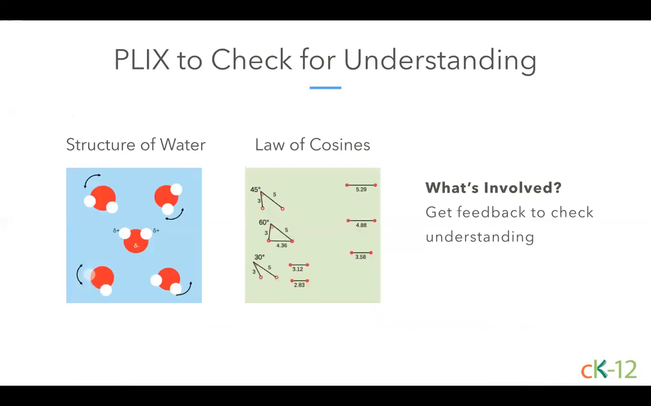PLIX to check for understanding. So in some PLIX like these, students get feedback to check their understanding of a concept. The structure of water PLIX allows students to rotate water molecules to form hydrogen bonds. In the law of cosines PLIX, students find the missing side lengths of triangles using law of cosines. These PLIX could be used as a review of a concept, so students could see how well they understand a concept before an assessment.